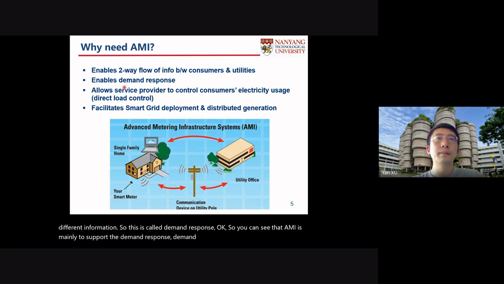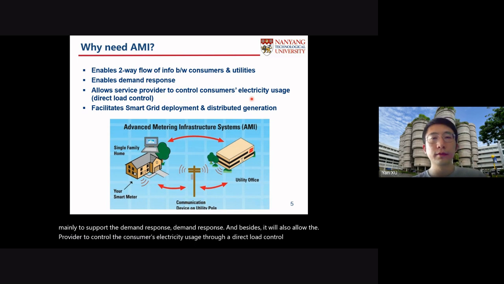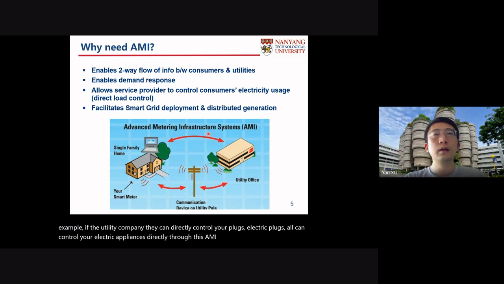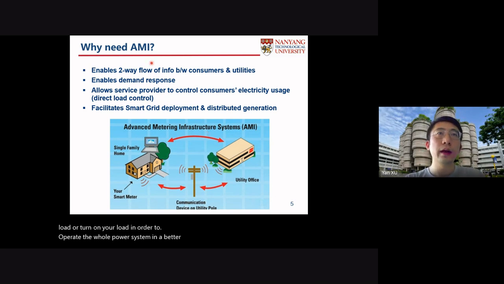And besides, it will also allow the service provider to control the consumer's electricity usage through a direct load control scheme. For example, the utility company can directly control your electric plugs, or can control your electric appliances directly through this AMI. They can directly shed the load or turn on your load in order to operate the whole power system in a better way. So the AMI can also support direct load control.